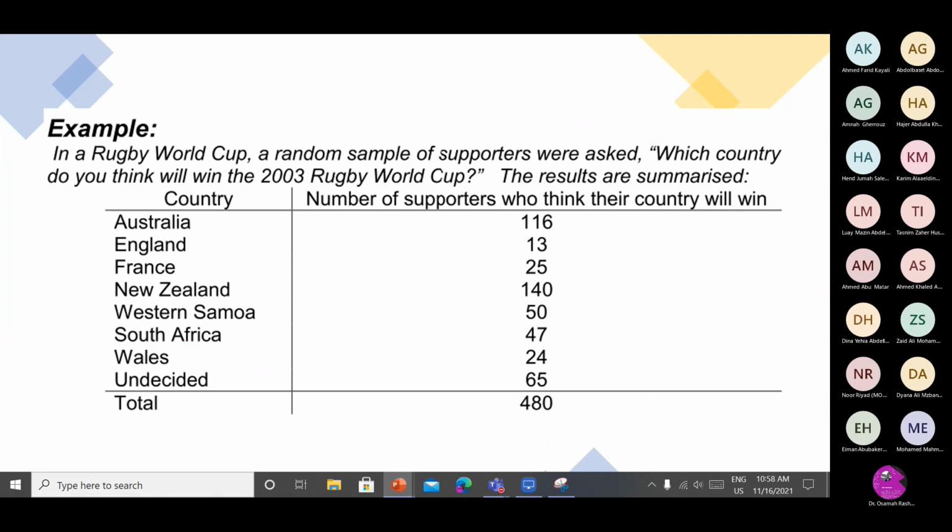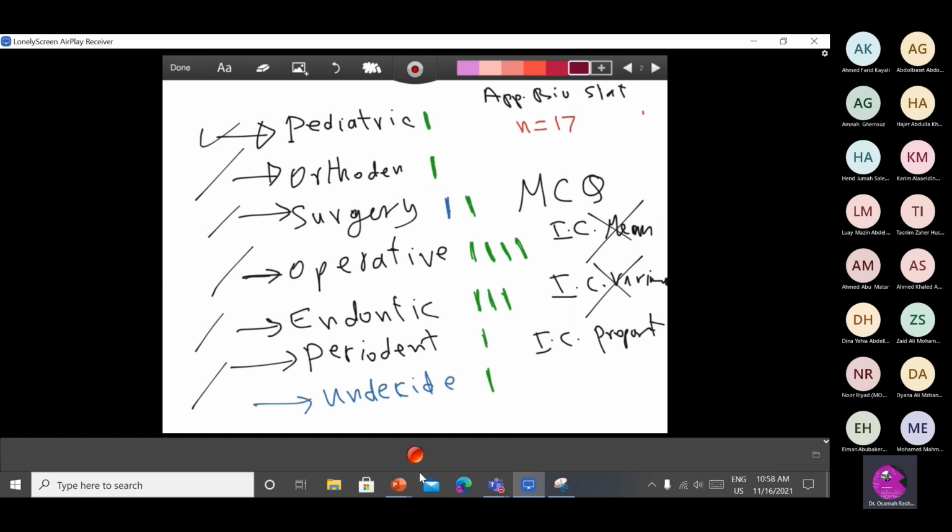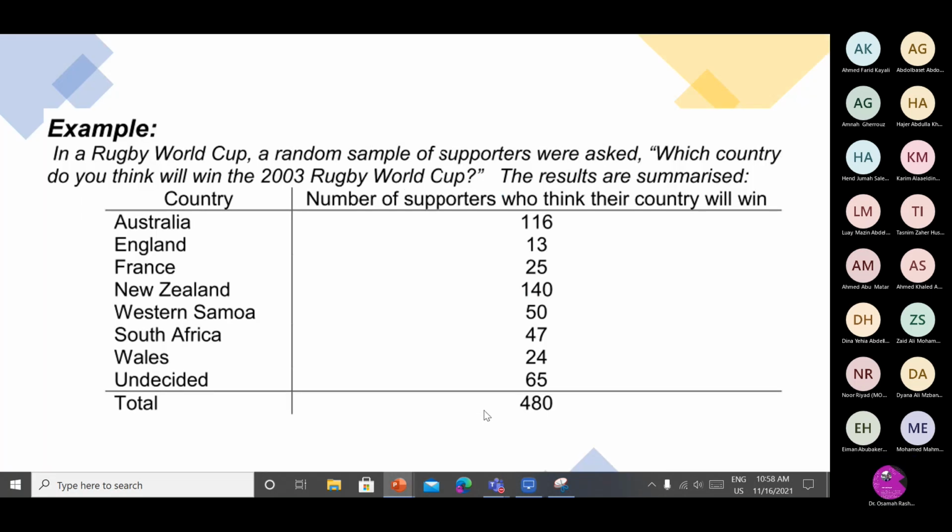Let's go for this. You can apply this one instead of the rugby game. You can apply it for this choice. So you know this data, but the problem is what? What is he looking for? Yes, the probability of having something specific. Who is going to win the World Cup in 2003, up to this data? Australia won 116 times, England won 13 times, etc.